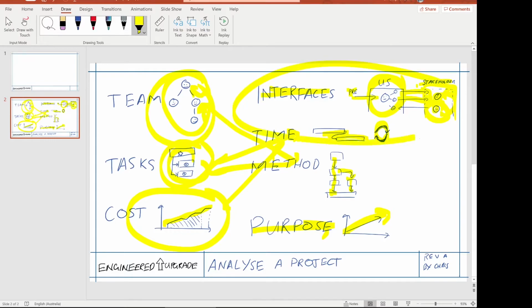And often I've found when analyzing a project that the purpose that people write on a report or on a project plan may not be the entire picture. And that's why I've left this until last in my list of recommended criteria, because particularly once you understand the interfaces, your understanding of the purpose might change.